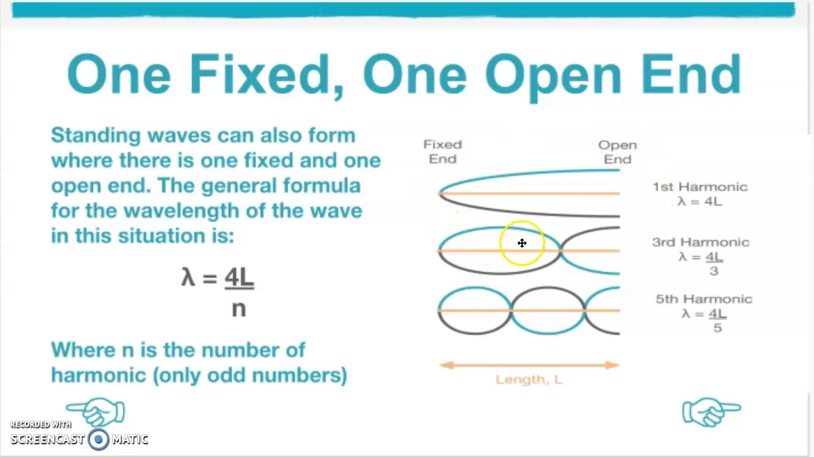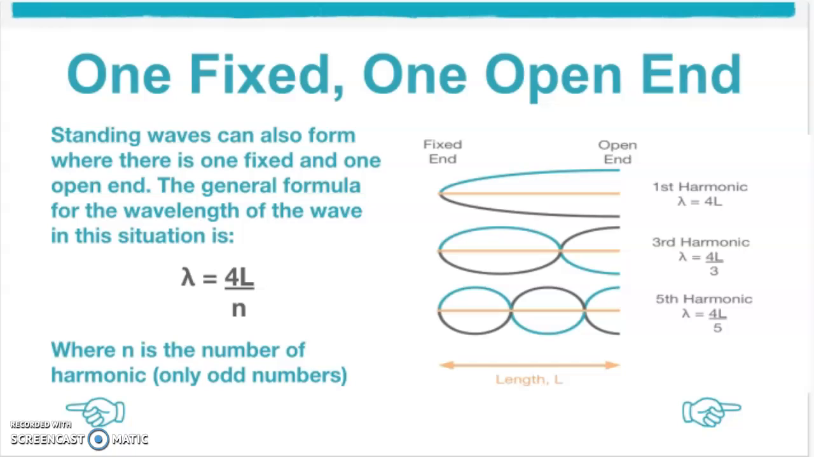Your first harmonic looks like this. Your next harmonic, now careful, right? Because there's a trick here. Your next harmonic is not called the second harmonic. It's called the third harmonic. You cannot get a harmonic in between this. It's impossible to keep the end open. So in one fixed, one open, you go from first harmonic to third and then to fifth. Okay, got your head around that?